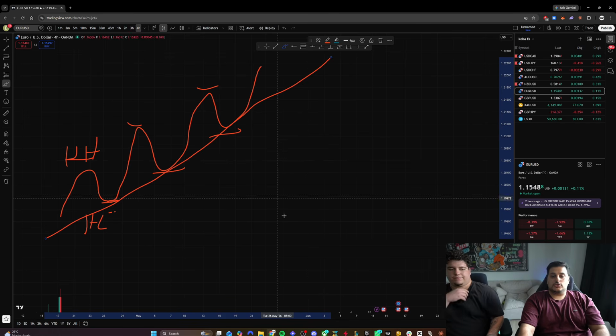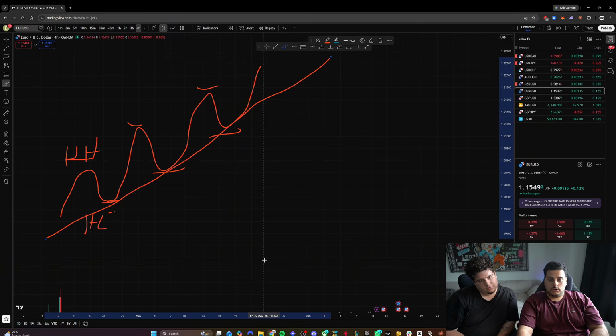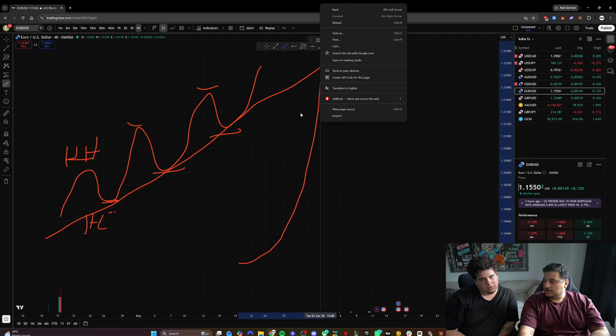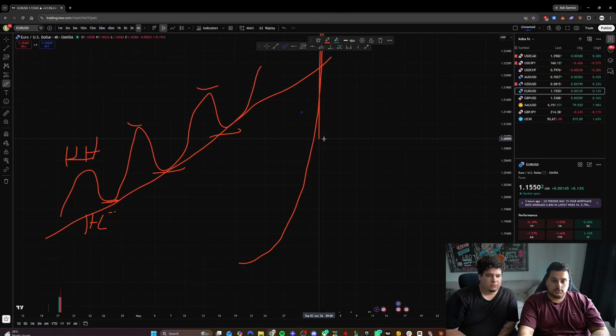There's never gonna be a moment where the price completely just shoots up like this and keeps going like this. Okay. There's always gonna be a 2-step forward, 1-step back mentality. Make sense? Okay.